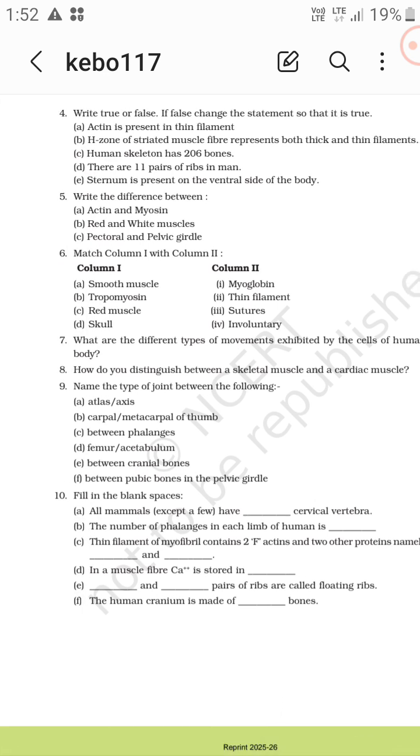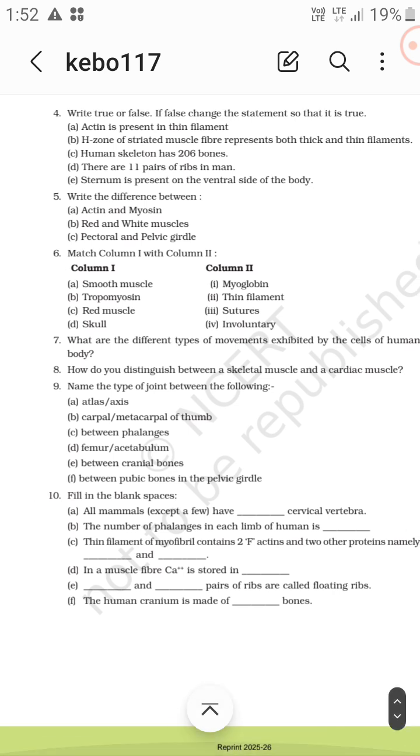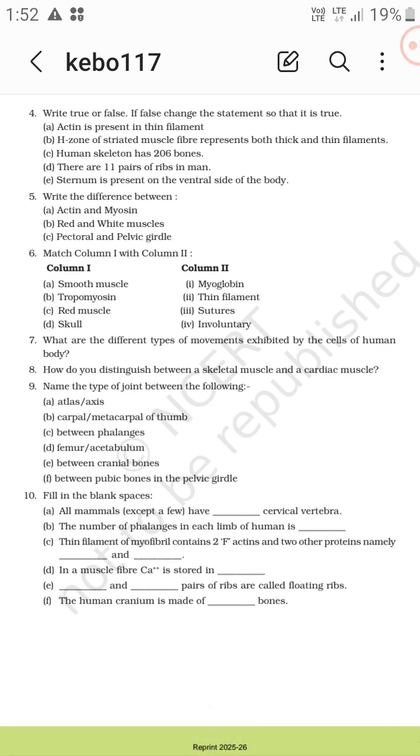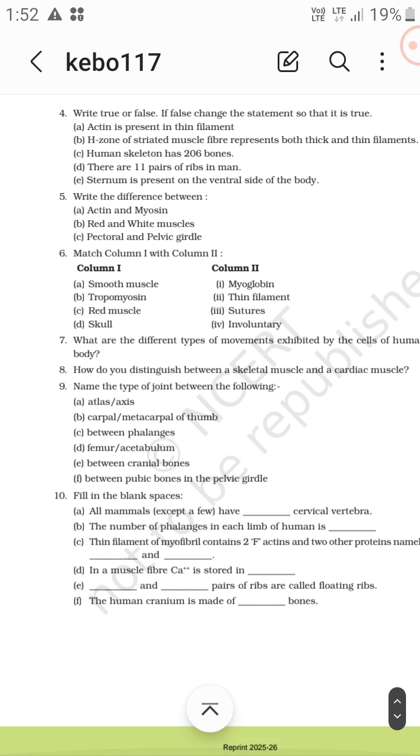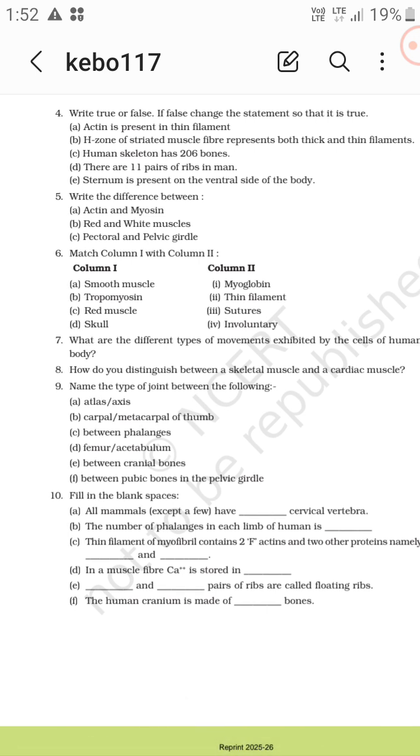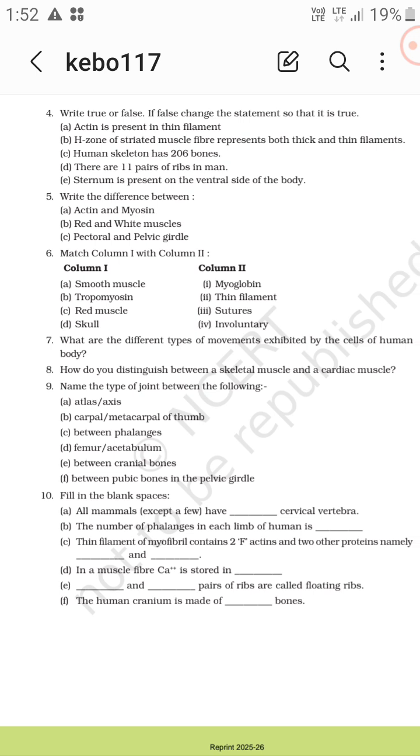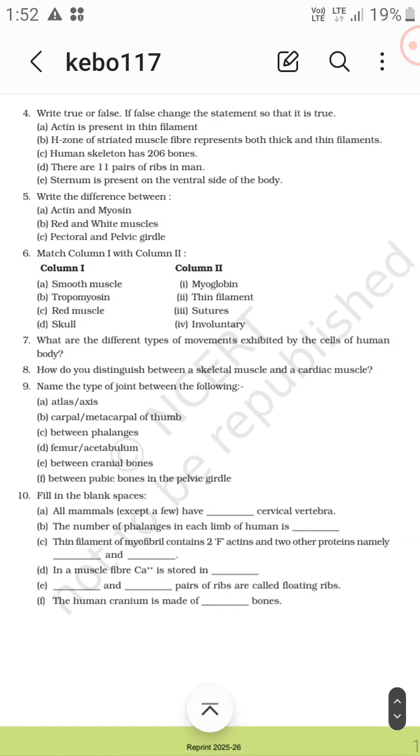Now the thin filament of myofibril contains two F actins and two other proteins, namely tropomyosin and troponin. In a muscle fiber, calcium is stored in the sarcoplasmic reticulum. The last two pairs of ribs are called floating ribs, like the 11th and 12th.